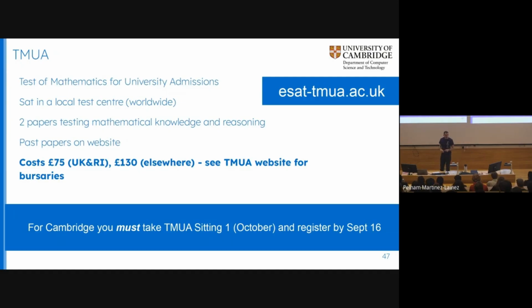Other universities will be using the TMUA, not all of them. And of course, you only take the thing once, so you just take it in that sitting. That will also be what gets used in your other universities if they're using the TMUA. The other big change is, yes, there is a cost: £75 from the UK, £130 if you're coming from outside the UK.